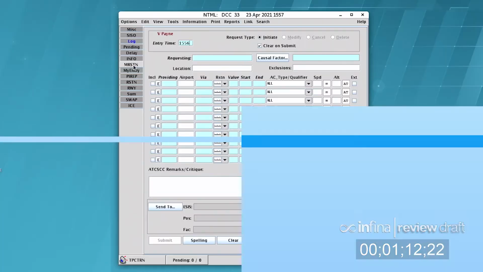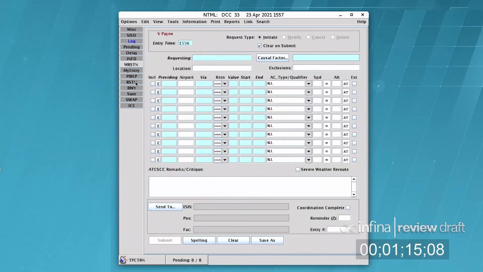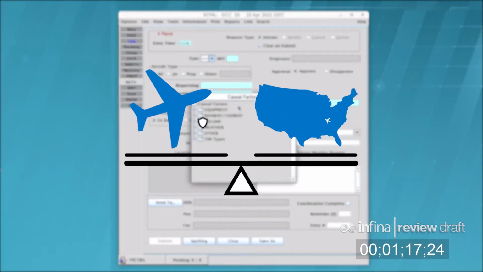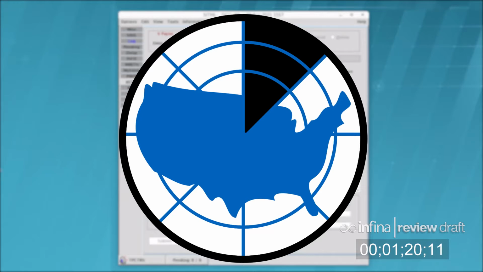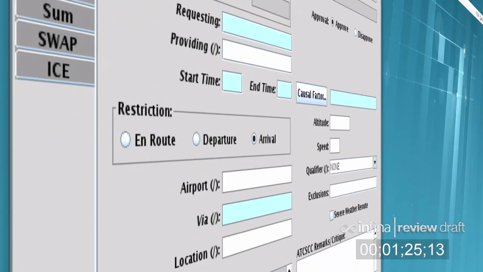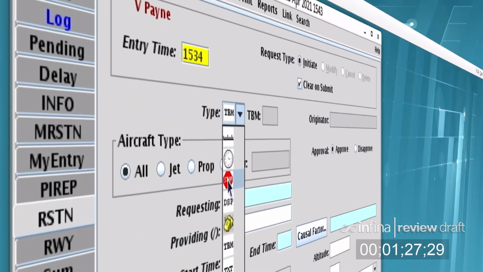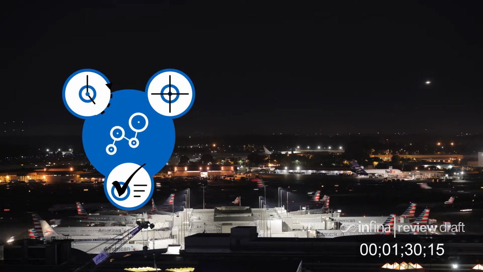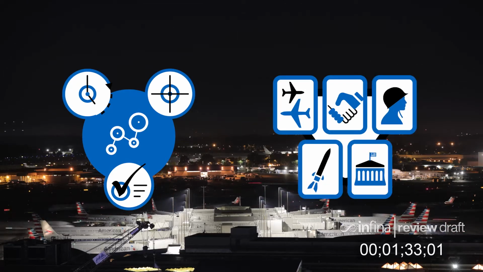So with the NTML entries, that gives you the ability to effectively communicate with the entire NAS through a simple message. The data that's entered into the NTML is disseminated very widely, both to airlines, operations personnel, and to the command center. Data entries via the NTML are being used to make on-the-spot decisions that affect safety and efficiency across the entire system. However, the NTML's usefulness as a decision-making tool is only as good as the data that goes into it. Timely, accurate, and complete data is essential for all stakeholders.